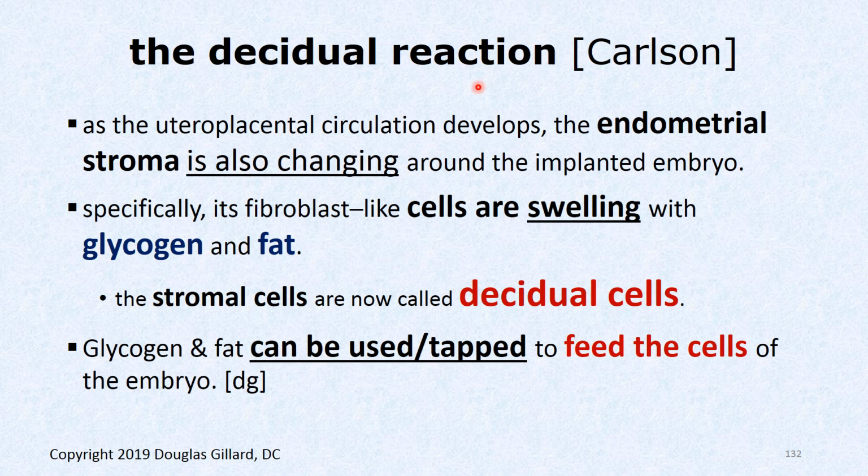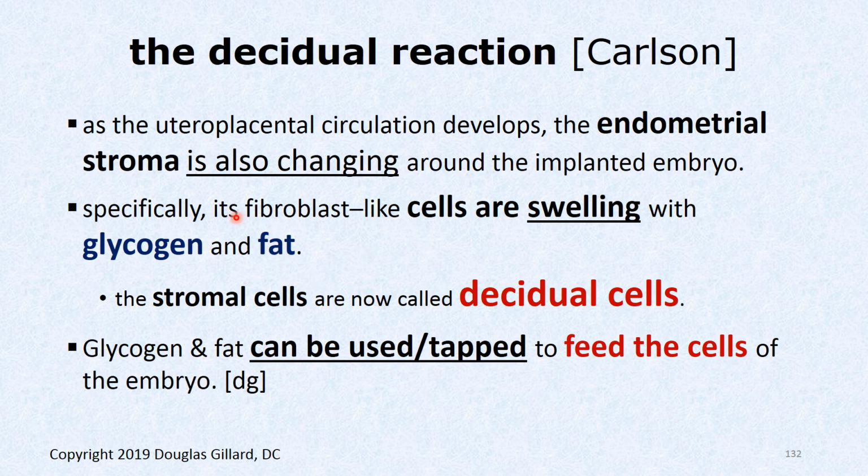Okay, now you've got to know what the decidual reaction is. As this blood circulation is going on, the stroma of the endometrium is also changing because of implantation. A lot of the cells that make up this stroma are fibroblast-like. They're starting to fill up with glycogen and fat. They're almost like little livers. That's where we get glycogen from. So they're little storehouses, and we can feed the cells because our growing embryo needs sugar, right? You can break down glycogen and make sugar from that. You can break down fat and make sugar. So that's where that comes from.